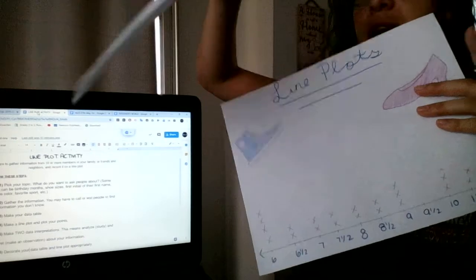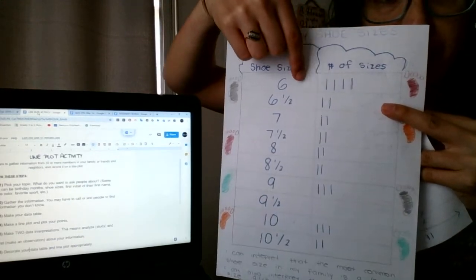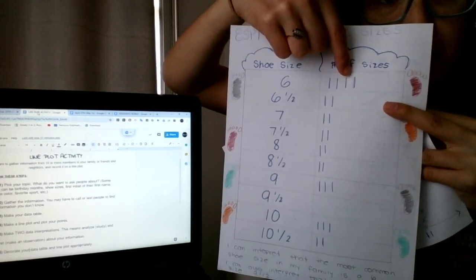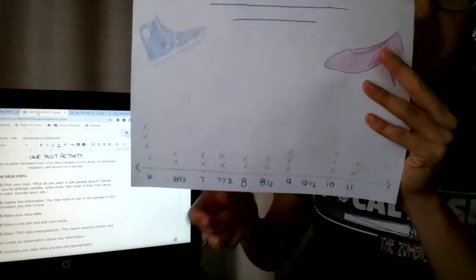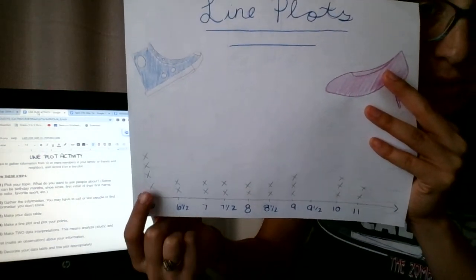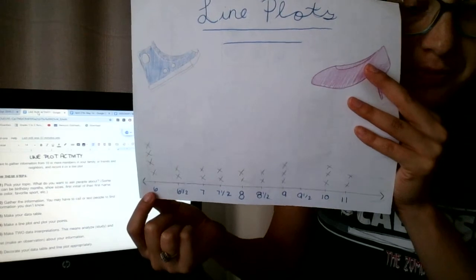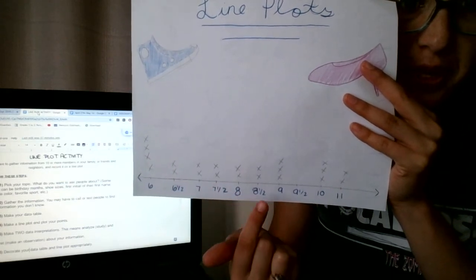And then I went ahead and 6. How many people had size 6? 4 people. So how many X's do I need to put on 6? 1, 2, 3, 4. Right? So you get the idea. You're going to do the same thing all the way down.